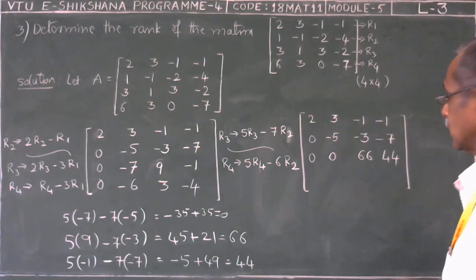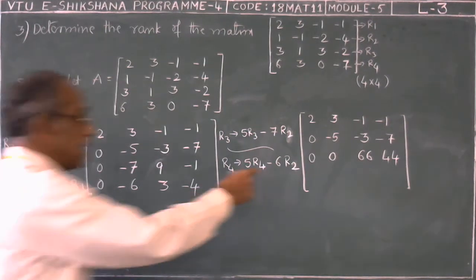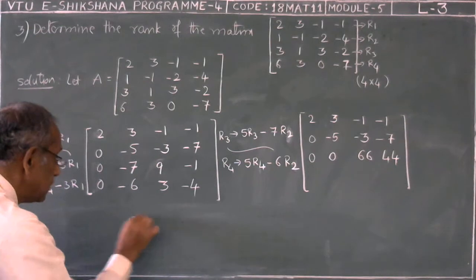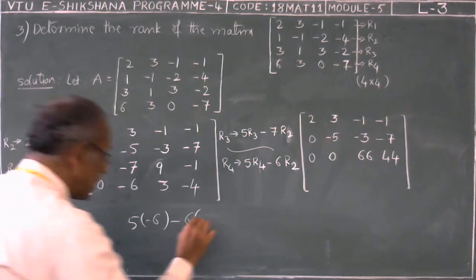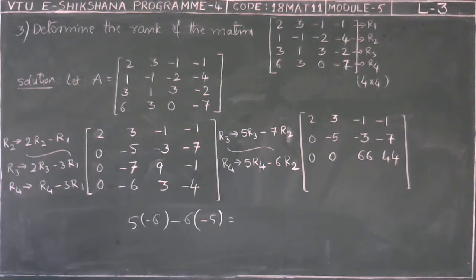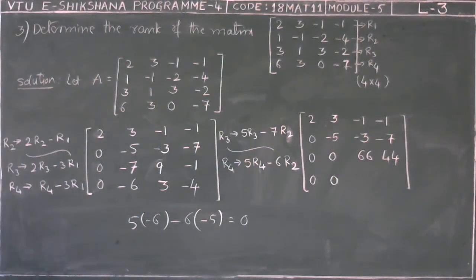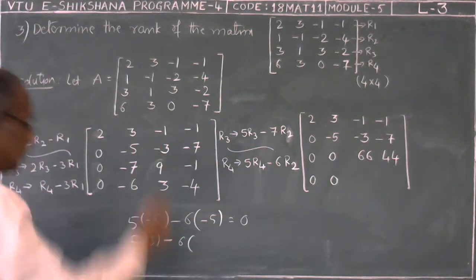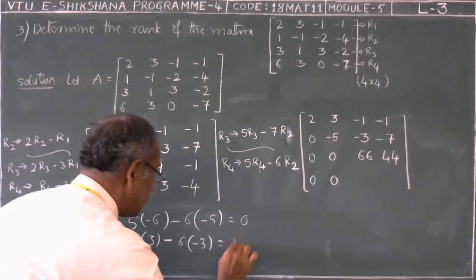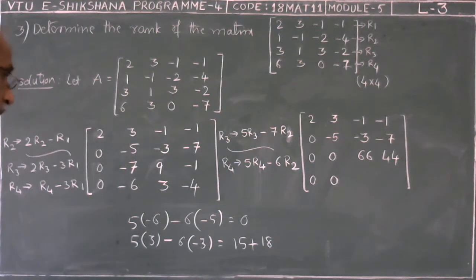Similarly, let us see the changes in the R4 subject to the operation R4 minus 5R4 minus 6R2. So 5 times R4, R4 is minus 6. Minus 6 times R2, 6 times minus 5. So this is minus 30 plus 30, 0. So this element is already a 0. Then 5 times R4, that is 3, minus 6 times corresponding element, minus 3. So this is 15 plus 18, so this is 33.